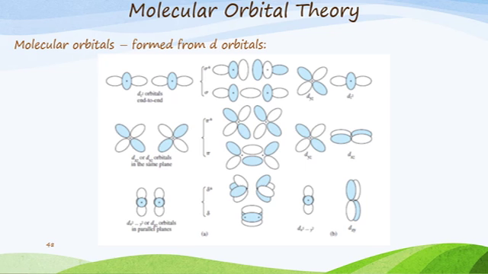Okay, just for interest's sake, this is quite a complex diagram. You'll probably only deal with this in 3rd year, but I need to just give you a heads up so that you can see what happens. This is what happens when we form molecular orbitals from d orbitals.